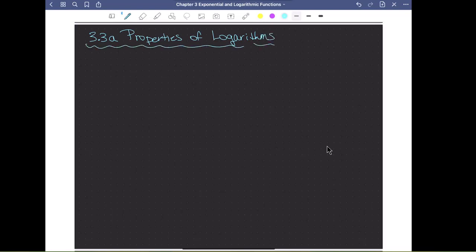So section 3.3, and we're going to split this between 2 days, so we can call it 3.3a, and we're just going to look at those different properties of logarithms. So properties of logarithms, right? And there's 3 properties that we're going to talk about. We're going to talk about the product rule, the quotient rule, and the power rule.